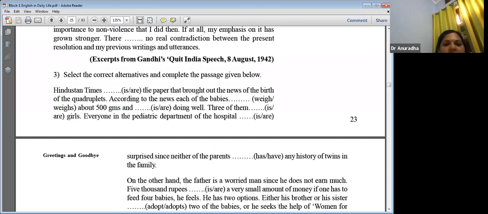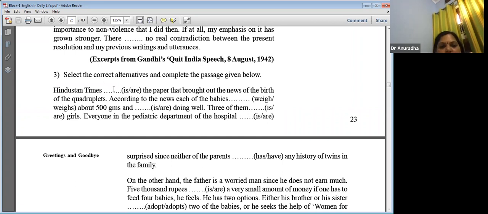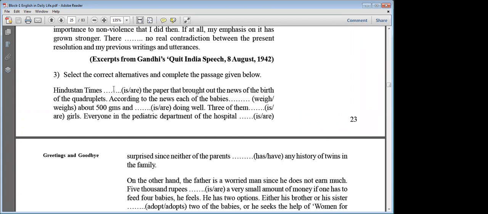Hindustan Times - the paper. Is आएगा, are? Is. क्योंकि Hindustan Times जो है, ये, it is the title of a paper. So, is हम use करेंगे.